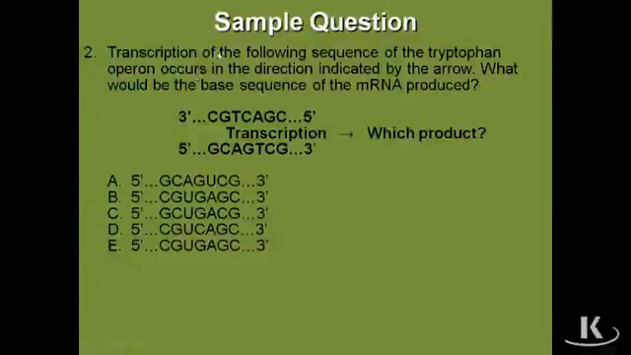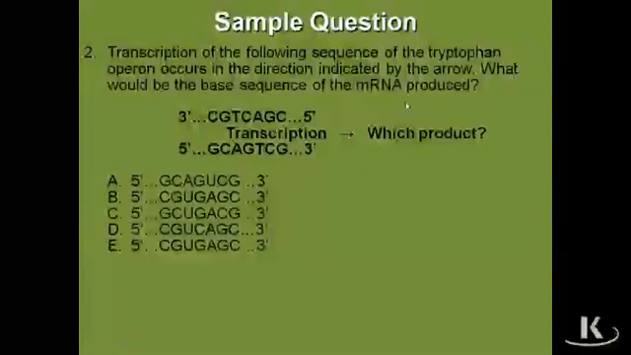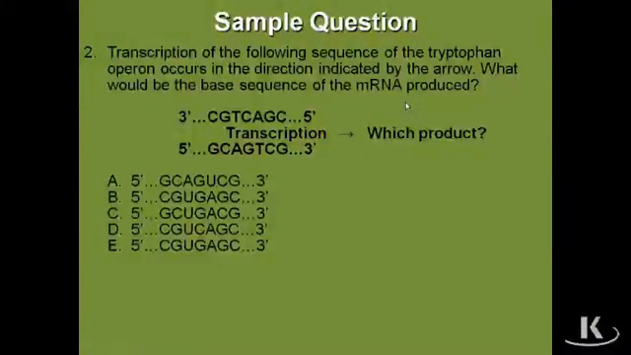So for another example, the following question. Transcription of the following sequence of the tryptophan operon occurs in the direction indicated by the arrow. What would be the base sequence of the mRNA produced? In this particular example, we're being kind to you. We're telling you that transcription happens from left to right, as it's written on your screen.